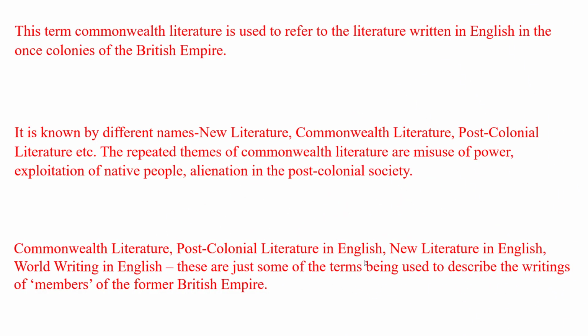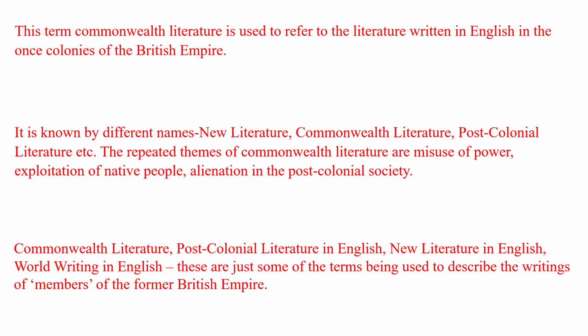The term Commonwealth Literature is used to refer to literature written in English in the once colonies of the British Empire. As we saw earlier, what is a Commonwealth nation? In the last class we saw what is a Commonwealth nation. The Commonwealth nations were the nations which were once the colonies of the British Empire and they were given freedom. Now, literature written in English, the language of the British Empire, in those nations is called Commonwealth literature.